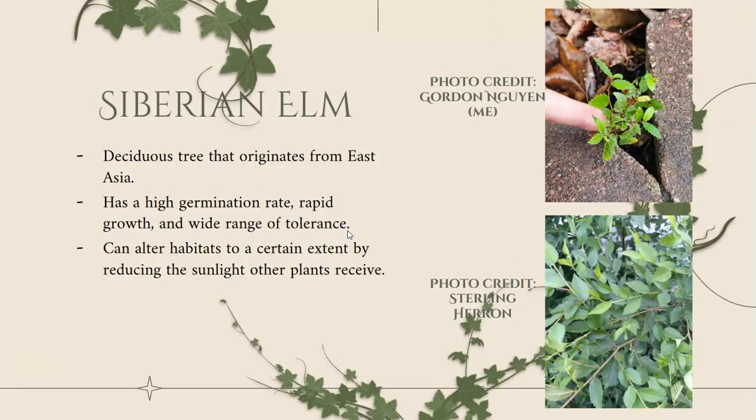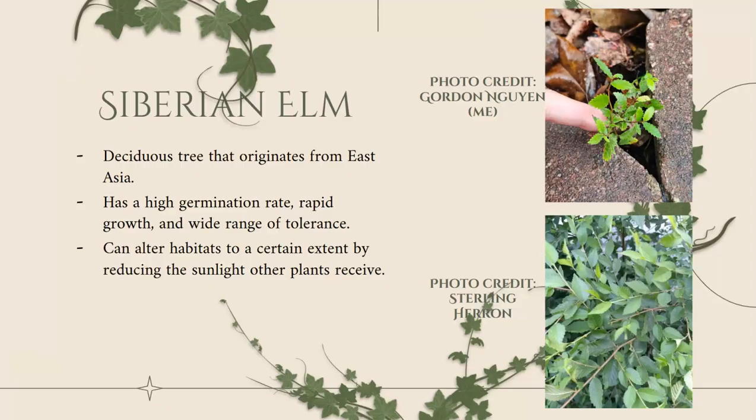The first species, the Siberian elm, is a deciduous tree that originates from East Asia. It poses two primary issues. For one, the plant has a high germination rate and rapid growth, in conjunction with its wide tolerance range in harsh conditions. The adaptability of the Siberian elm enables it to outcompete and dominate native species. Its presence is especially apparent in areas with low plant density.